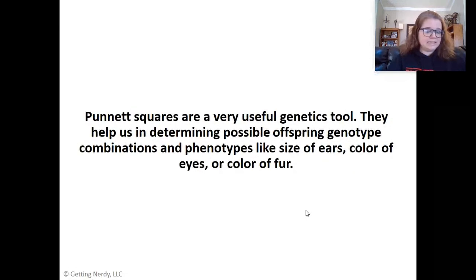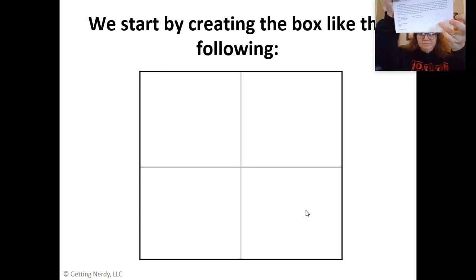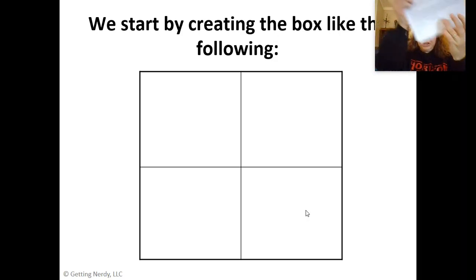Okay, Punnett squares. This is a tool that we're going to use with our genetics. They help us determine the possible offspring genotype combinations and phenotypes, like the size of ears, colors of eyes, or color of fur. And in this case, we're going to look at the color of the fur. So first, we're going to start off by creating a box like this, and you have one on your paper. Right here on the bottom, it's already been created for you.